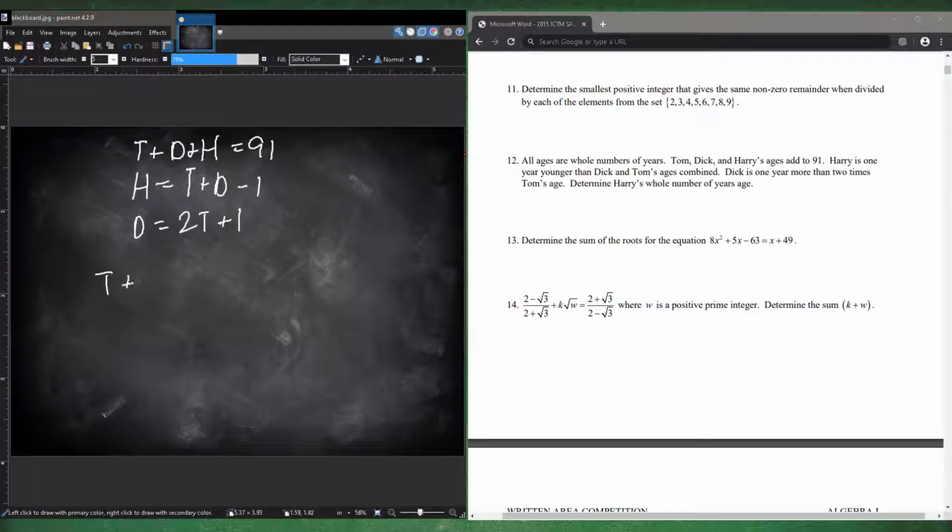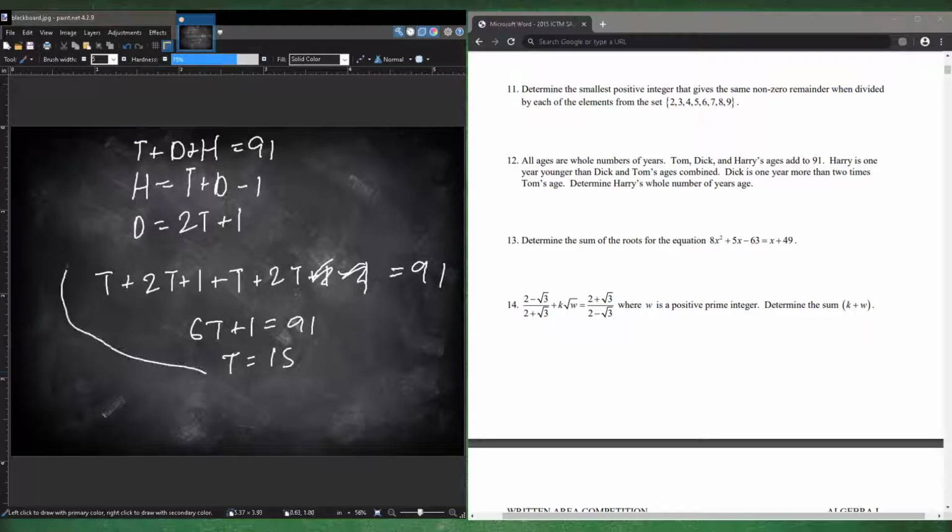So we'll just plug everything in for what we have. So T plus D is 2T plus 1. And then our H is equal to T plus D. So we already have D, which is 2T plus 1, and then minus 1 from here again equals 91. So this and this cancel each other out. So then 2, 4, 5, 6. So we have 6T plus 1 equals 91. So T equals 91 minus 1 equals 90. 90 divided by 6 is 15.